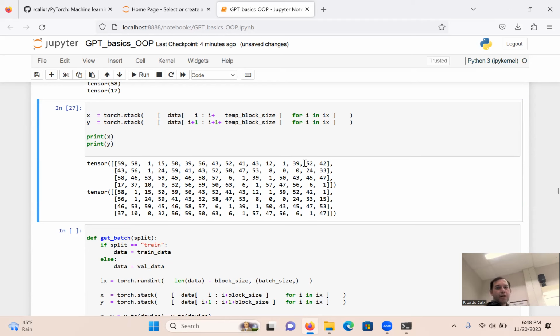Up here, 39, 52, 42, 52, 42, 1. There's the shifting that I was talking about. That's it. This is the entire trick of GPT. That's it. Okay? This is how you train it. Except that you wouldn't use letters, you would use the subwords, basically, or however they're divided.